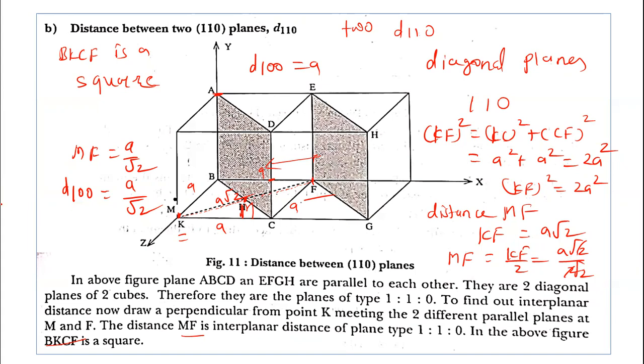Okay. How is this root 2 divided by 2? It is equal to root 2 divided by root 2 into root 2, so one root 2 gets cancelled. So it is A upon root 2, the final answer. In this way, we find out the distance between the 110 planes, that is the second plane here.